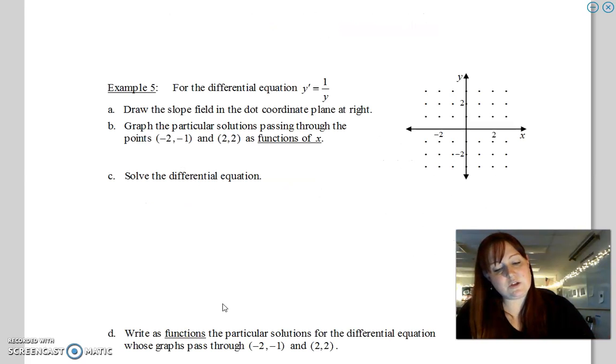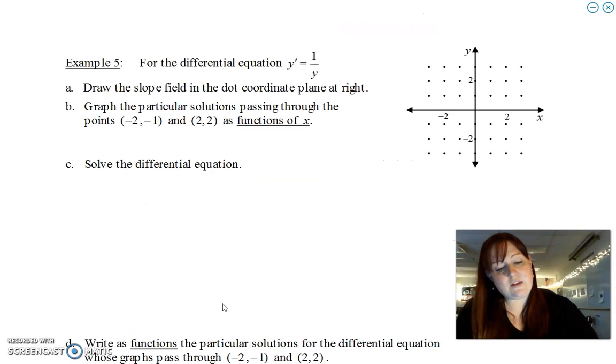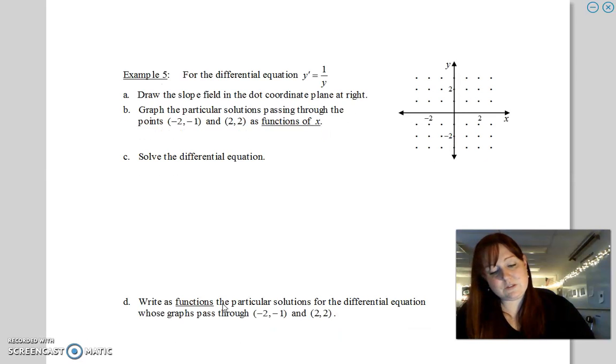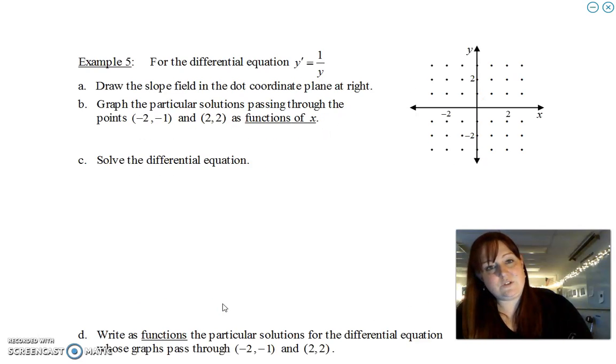Okay, so we have another differential equation. We want to go ahead and draw the slope field, a dot plot at the right, and then we're going to graph it. So it says y prime equals 1 over y. I'm trying to find myself some room. All right, we'll just have to erase this here in a minute.